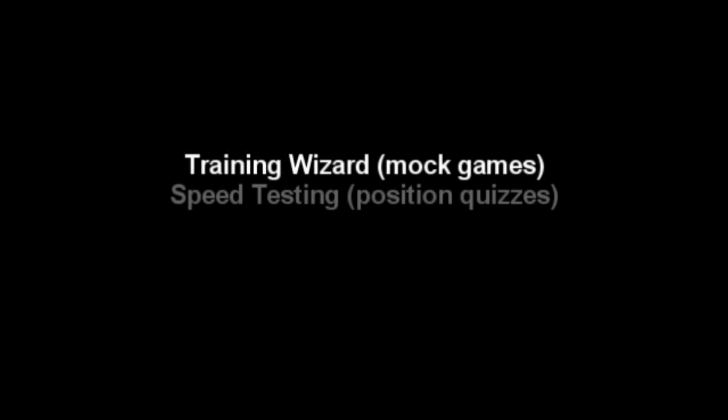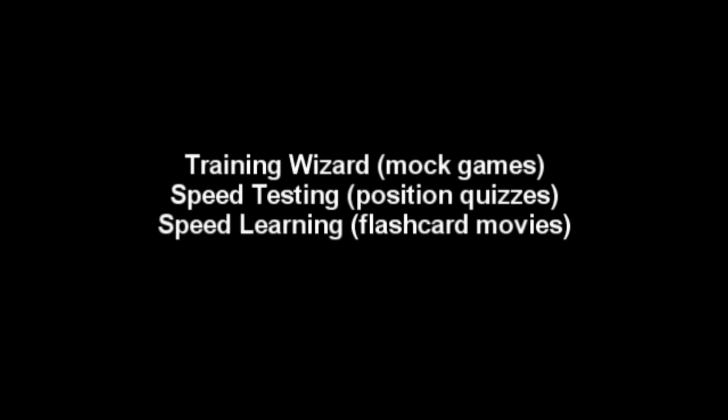There are 3 different ways to train your memory in Chess Openings Wizard. One of them is the actual training wizard, which is playing mock games against the database, where the computer takes one side or the other. Then there's speed testing, which is bringing up positions and having you guess the right move. Hopefully you already know them. And then there's the flashcard way of doing things, speed learning. That's one we'll be covering right now.